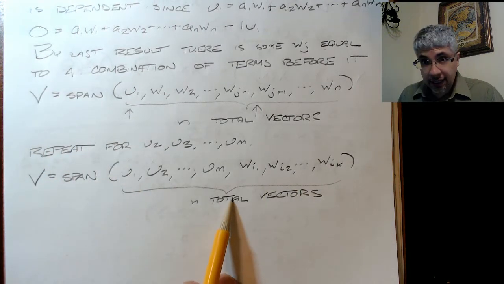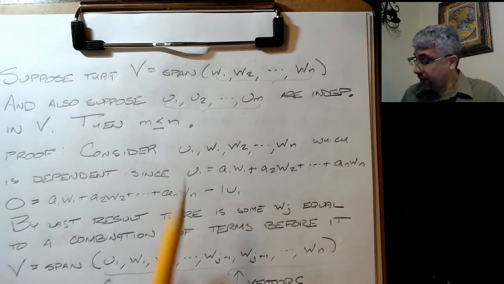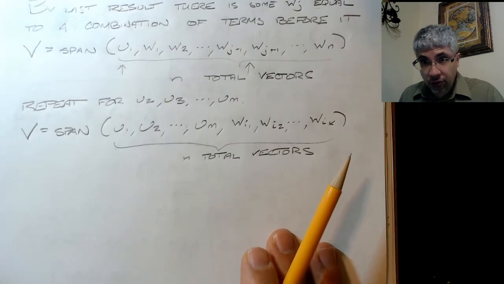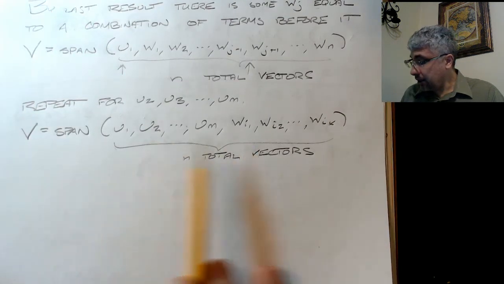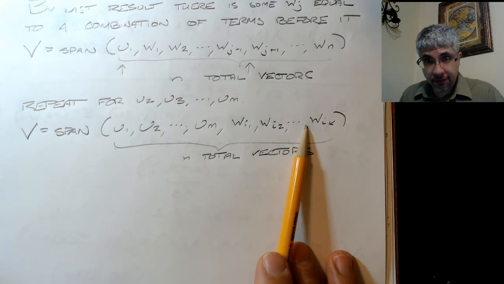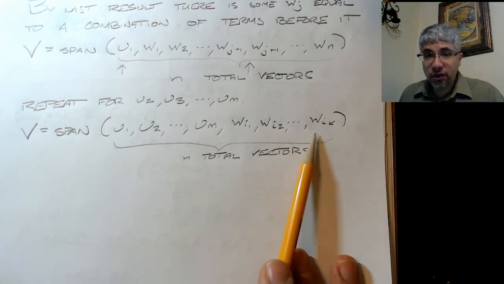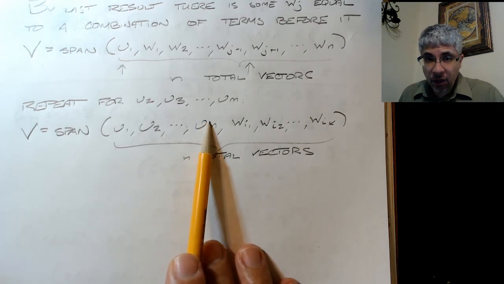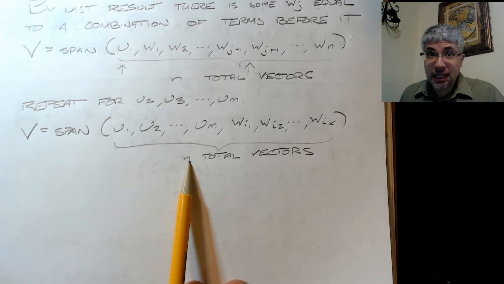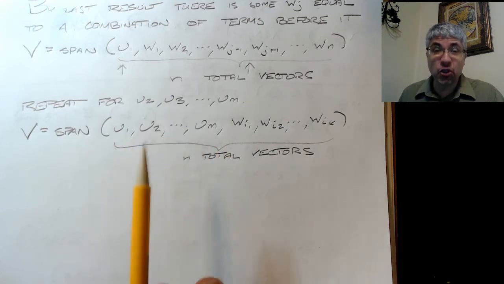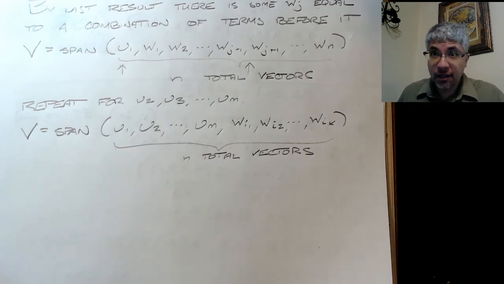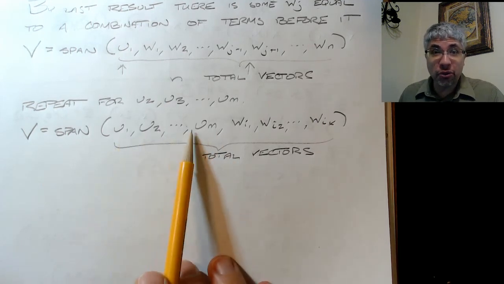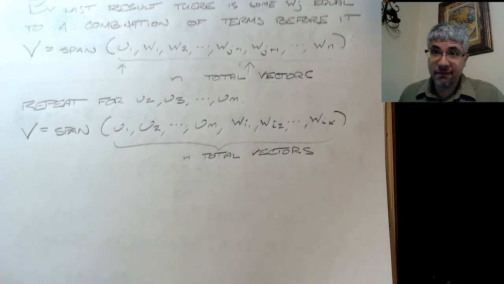So what we did is we started off with a vector space, which is the span of W1 through Wn, and we were able to rewrite it as shown. But what do I know here? Well, there are n total vectors. If m was bigger than n, it wouldn't make any sense, because this list contains u1 through um. So m has to be less than or equal to n if there are n total vectors and u1 through um are all on the list. And that's the proof.